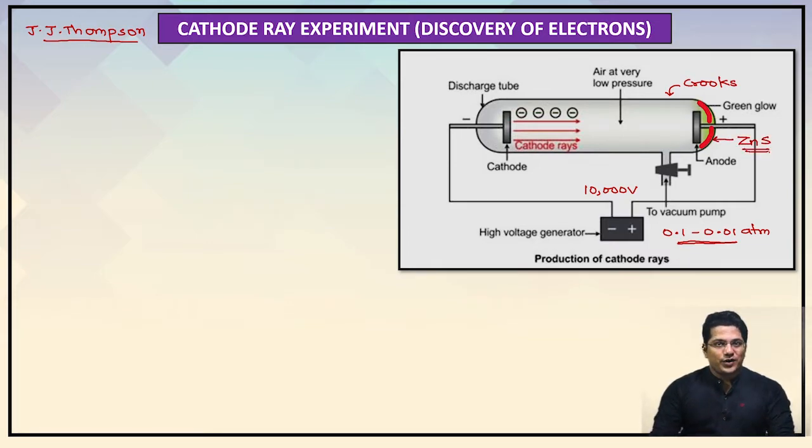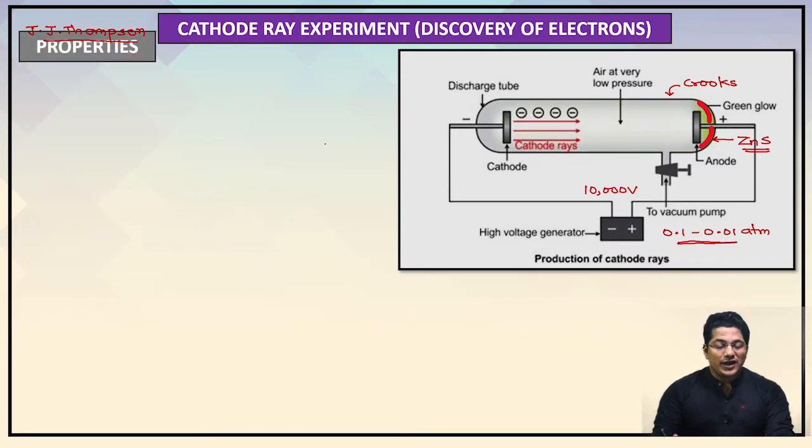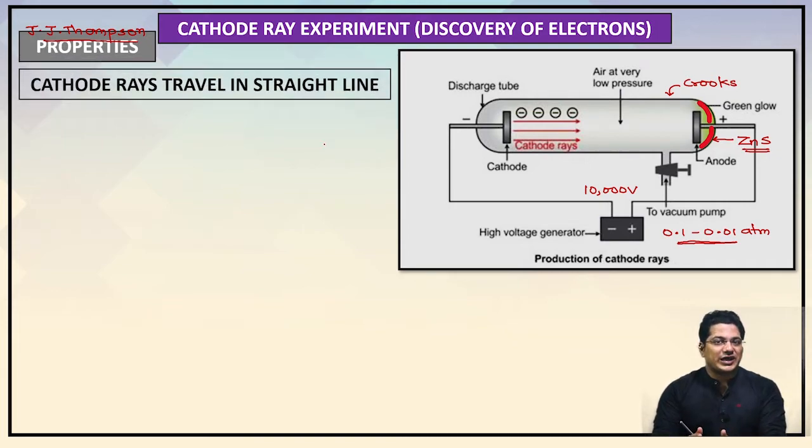Okay, so now J.J. Thomson performed this experiment and he found out certain properties of cathode rays. So what are the properties of cathode rays? Let's understand. The very first property: cathode rays travel in a straight line. If you notice the diagram, they originate at the cathode and migrate towards the anode, and yes, they do this in a straight line. So please remember this, cathode rays travel in a straight line.